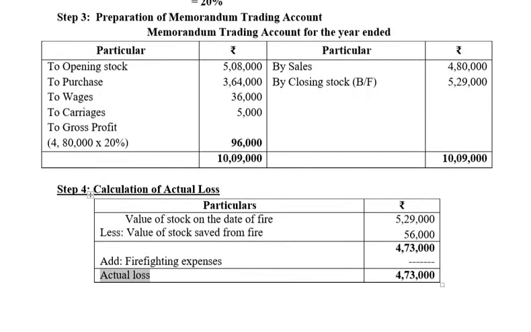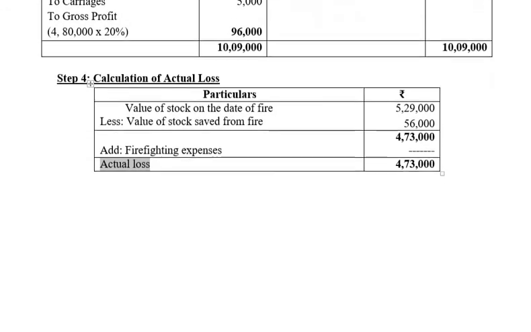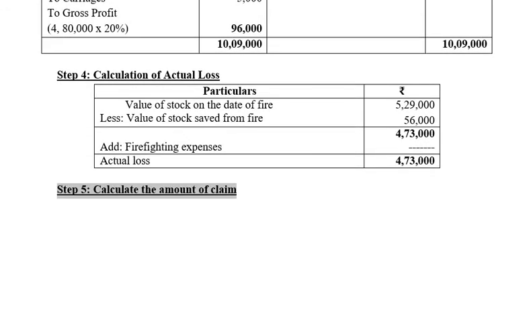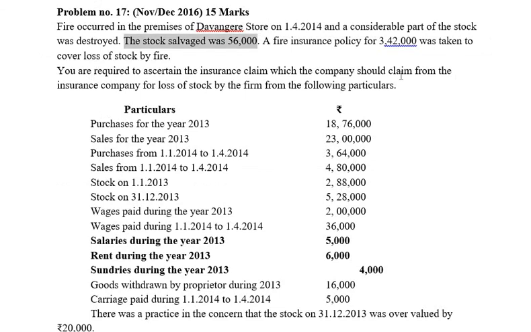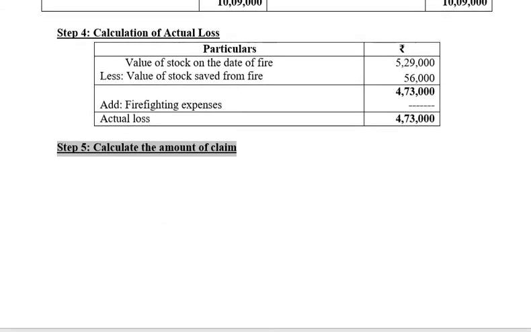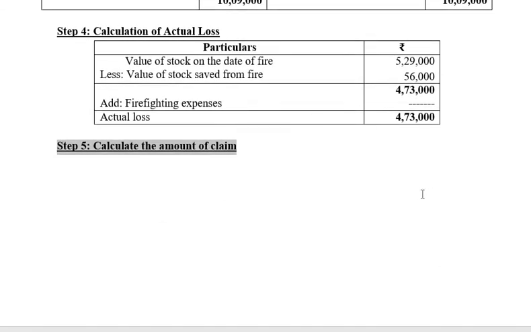Next, we have to calculate step number 5, the calculation of amount of claim. In this problem the policy amount is given. The policy amount given is 3,42,000 rupees. When the policy amount is given, we have to ascertain the value of the claim on the basis of the average clause method. Based on the average clause method, we calculate the claim amount from the policy amount.